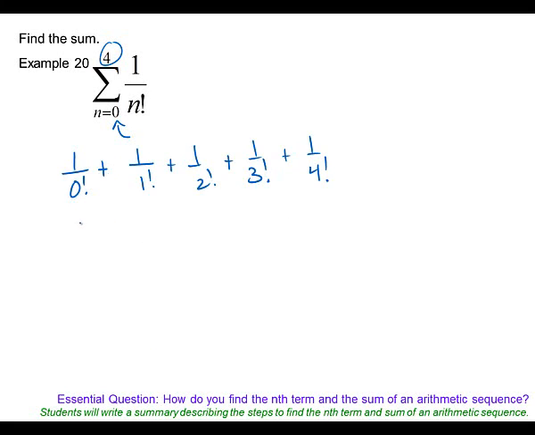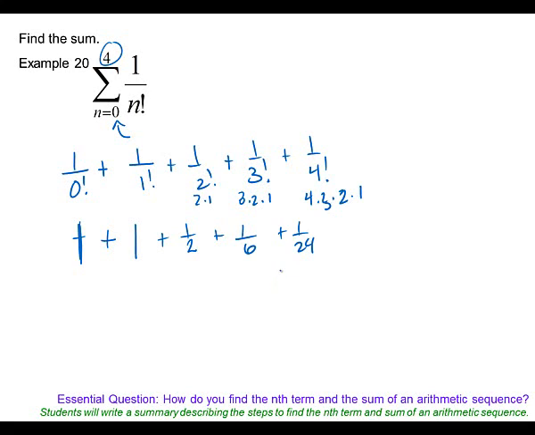What's 0 factorial? 1. So really this first term is just 1, isn't it? What about the second term? Also 1. 2 factorial ends up being 2 times 1, which is 1 over 2. 3 factorial is 3 times 2 times 1, 1 over 6. And then 4 times 3 times 2 times 1, 1 over 24.